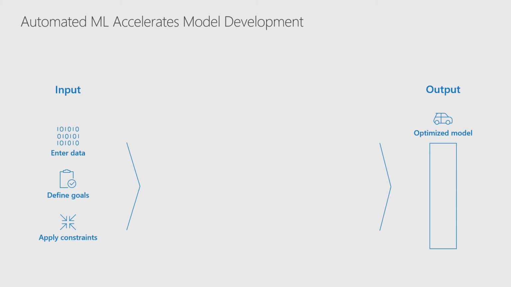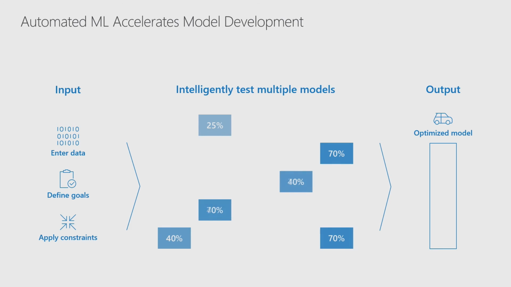So what if there was a way to automate that process? And yes, there is. That's exactly what automated machine learning does. With automated machine learning, you enter your data, you define your goals, and you apply your constraints. Automated machine learning builds an end-to-end pipeline that allows you to build a model and reach an accuracy score quickly and effectively. You can get an optimized model with far fewer iterations and far fewer steps, saving you time, money, and resources. This helps you scale out and build more machine learning models with greater speed and accuracy.